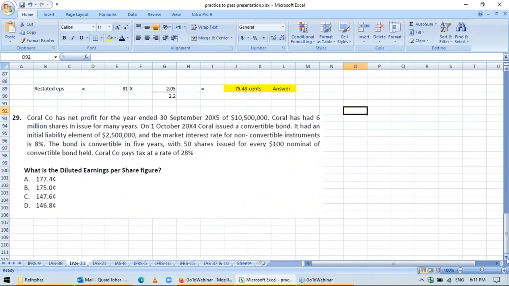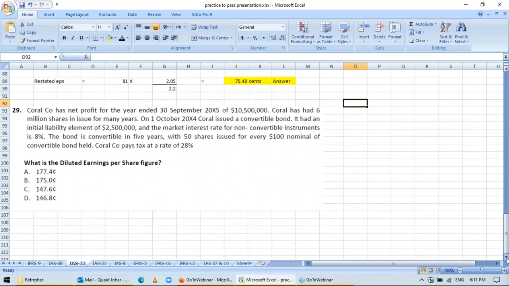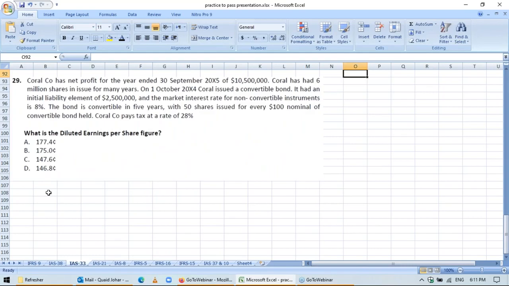Okay, students, let's move on to the next question. This is question number 29 now. So now we are moving on to diluted earnings per share, right? Diluted earnings per share, DEPS. This question is on diluted earnings per share. Now, why do we calculate diluted earnings per share, right?